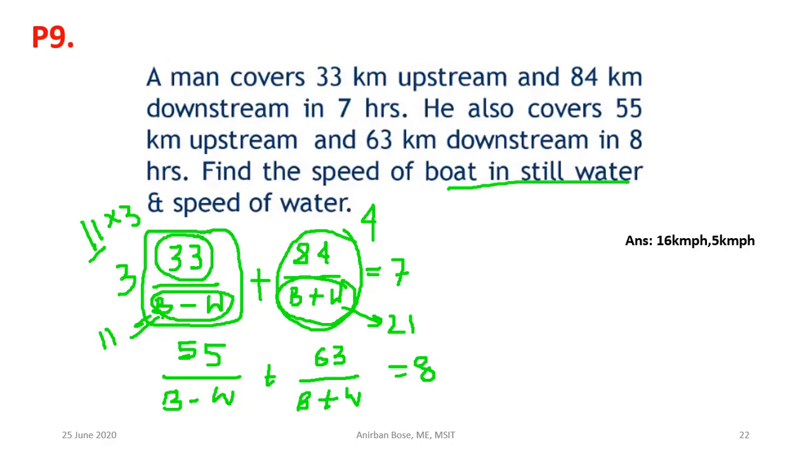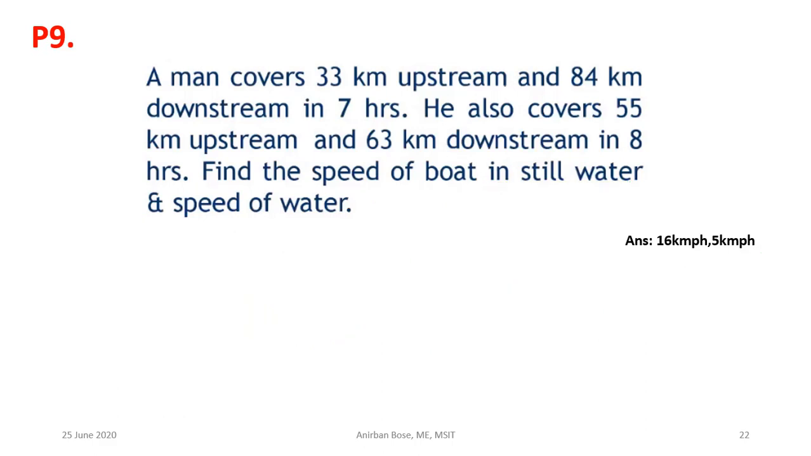If you want to find B, that will be the sum of these two divided by 2. So 11 plus 21 divided by 2 will be the velocity of the boat. And the velocity of the water will be simply 21 minus 11 divided by 2. So it takes a very small time to solve this kind of problem. If you try to solve it from the equations, it will take a lot of time.